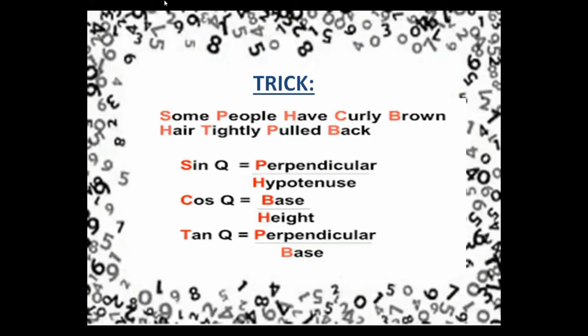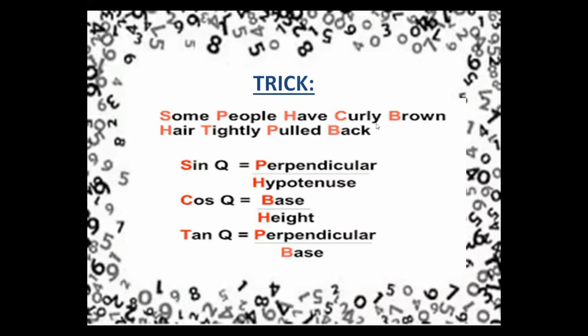Now I'm going to share a trick to remember these ratios. That is, some people have curly brown hair tightly pulled back. So S stands for sine, P stands for perpendicular, H stands for hypotenuse. So some people have means sine theta is equal to perpendicular upon hypotenuse. P for perpendicular, P for people, H for have, H for hypotenuse. So sine theta is always equal to perpendicular upon hypotenuse.